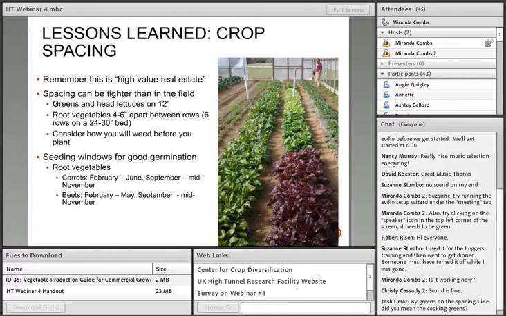If I had it my way, in some cases I would space things just a little bit tighter, especially with root vegetables. So our root vegetables, we space about 4 to 6 inches apart between rows, and then just normal in-row spacing, 1 inch or 2 apart, depending on the crop. So we're looking at anywhere between 4 to 6 rows on a 24 to 36 inch bed.